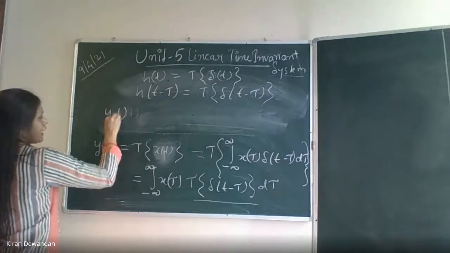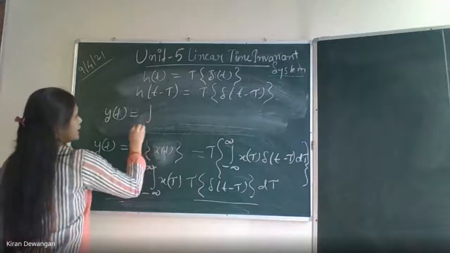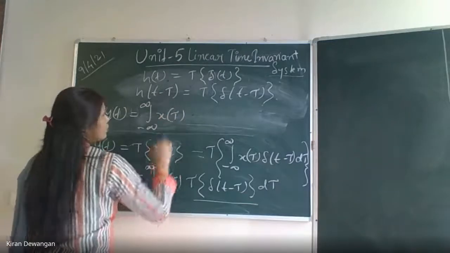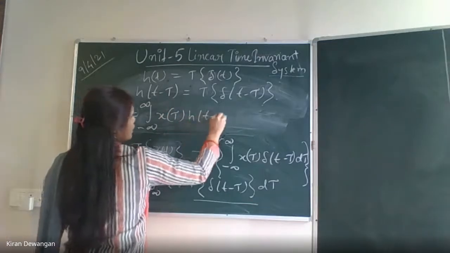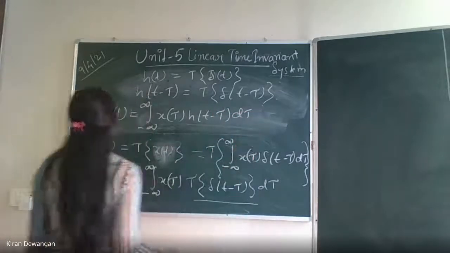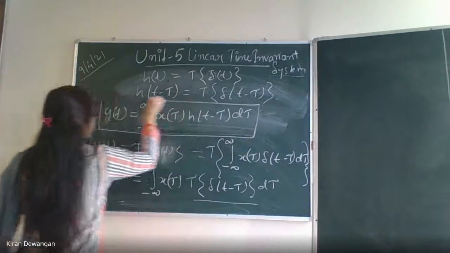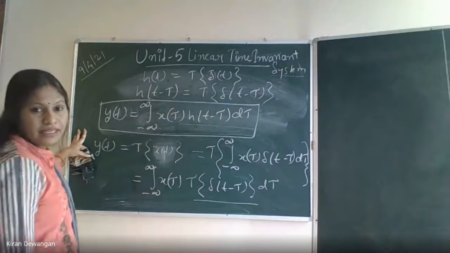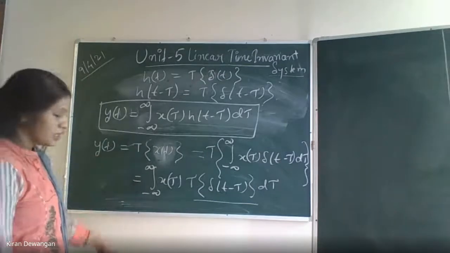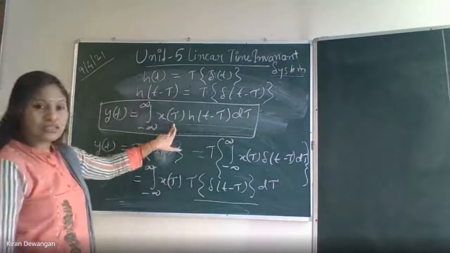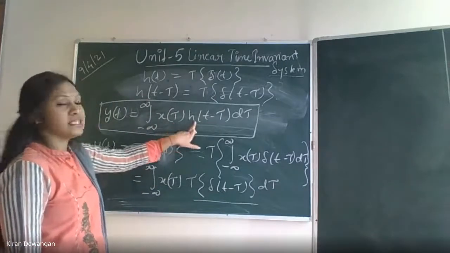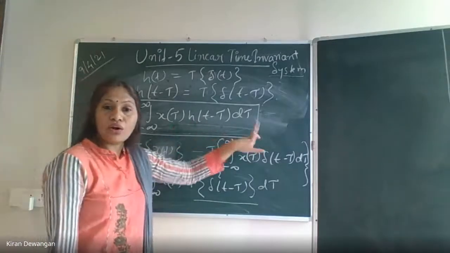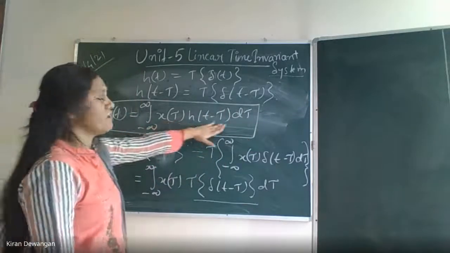Now y of t can be further written as integration minus infinity to infinity x of tau, and this can be written as h of t minus tau d tau. So this is my final y of t, and this is how we can get the formula for the convolution integral. y of t is what? Integration minus infinity to infinity x of tau h of t minus tau d tau. ठीक है? So that is how we can derive our equation.